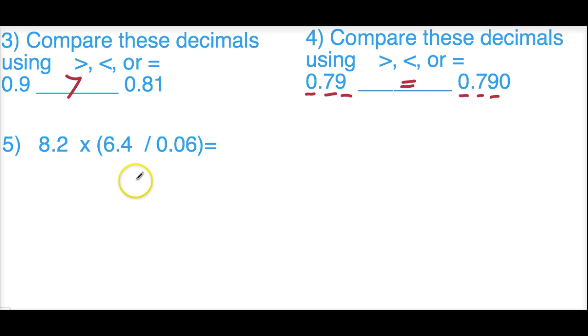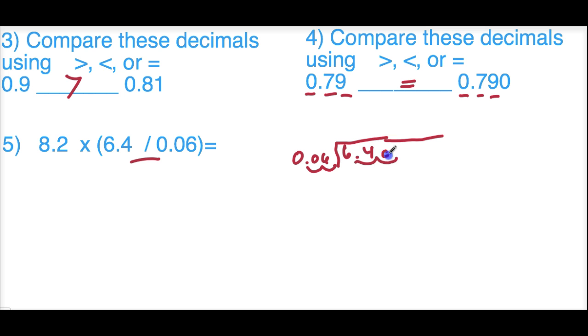Our next one's a bit of a tricky question. We have 8.2, or 8 and 2 tenths times 6 and 4 tenths divided by 6 hundredths. So with order of operations, we have to start with our parentheses first, so it indicates here. So we have to divide 6 and 4 tenths divided by 6 hundredths, and before I can begin, I need to move my decimal place by multiplying by 100 to make it a whole number. And since I moved this one 2 place values, I need to move this one 2 place values as well.